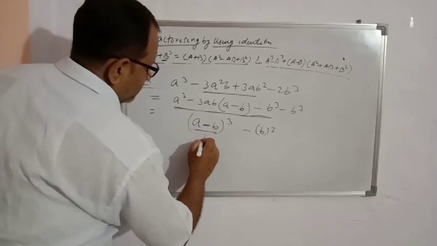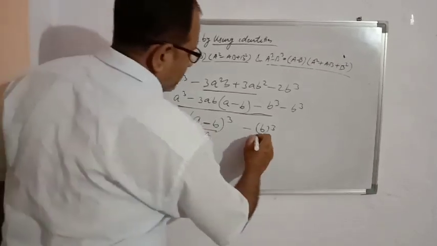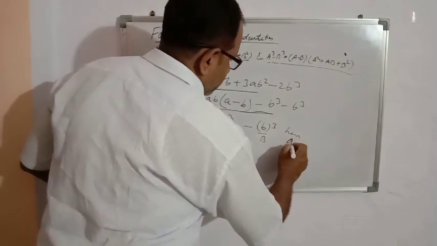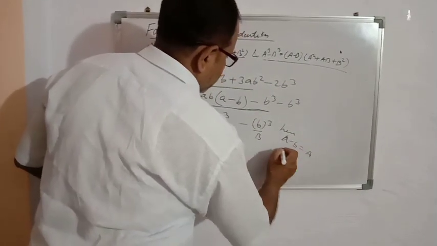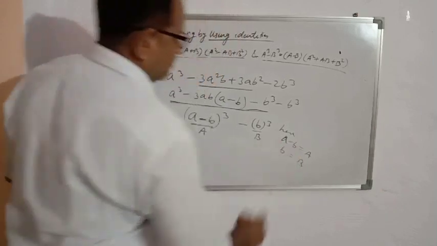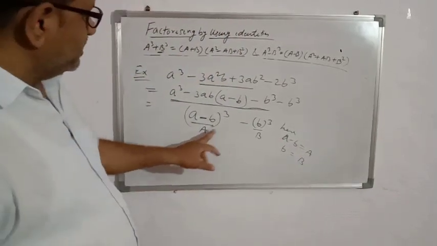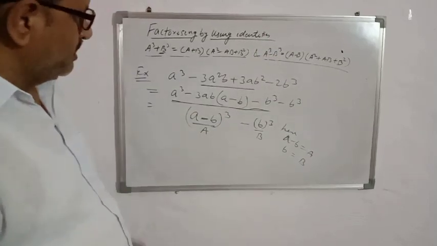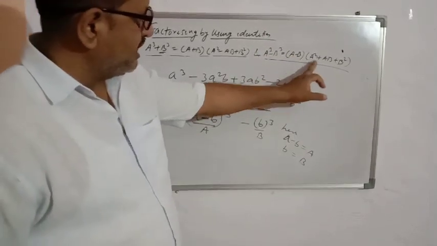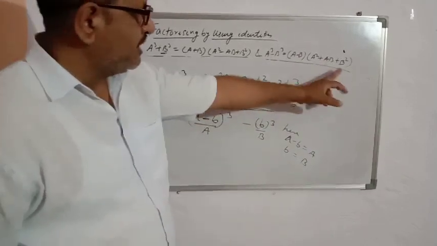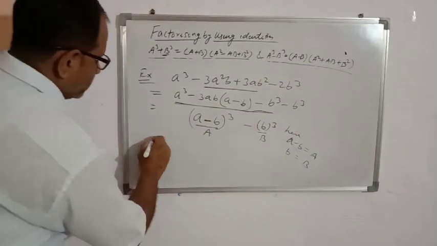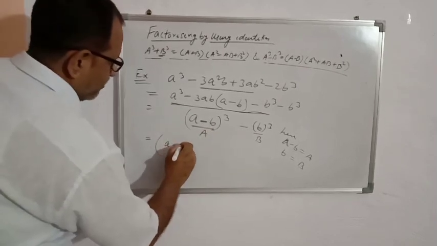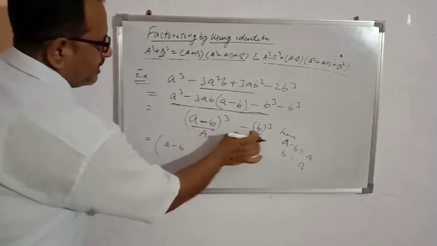We can suppose a minus b is A and this capital B is b. So we see that it is A cube minus B cube, in the exact form of a cube minus b cube. So apply this identity: in one bracket a minus b, in the other bracket a square plus ab plus b square. So in one bracket we write A minus B, that is a minus b minus b.